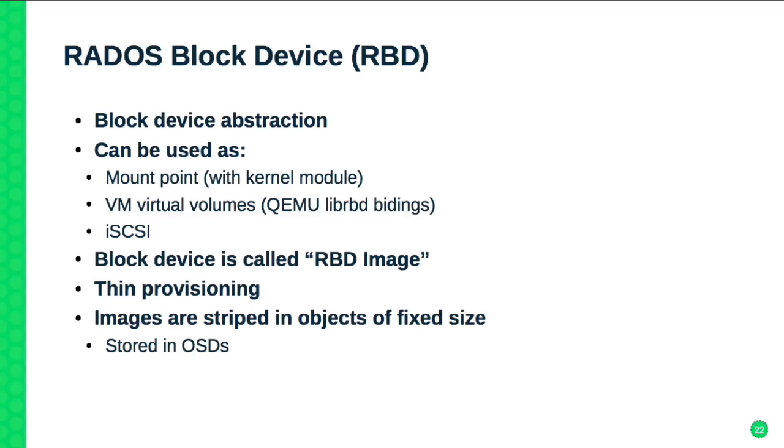So these images are thin provisioned. They are only occupying the space that they are really using. Even if the image is created with 100 gigabytes and we are only using 1 megabyte, we will only be occupying 1 megabyte on the underlying storage.